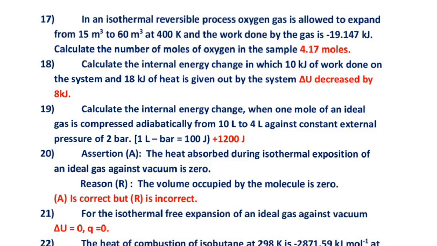Assertion. The heat absorbed during isothermal expansion of an ideal gas against vacuum is 0. Reason. The volume occupied by the molecule is 0. Assertion is correct but reason is incorrect. For the isothermal free expansion of an ideal gas against vacuum, delta U is equal to 0, Q is equal to 0.